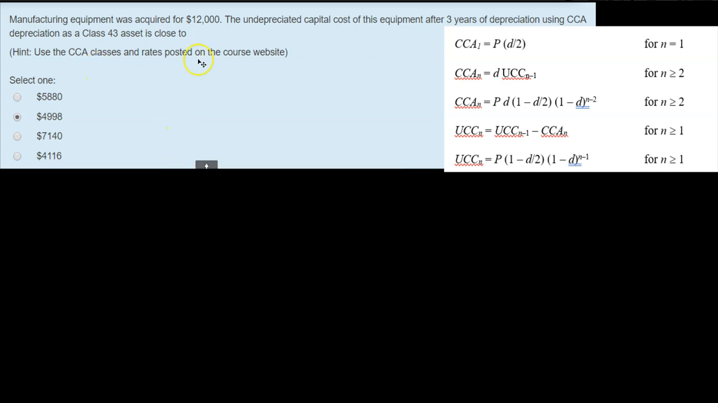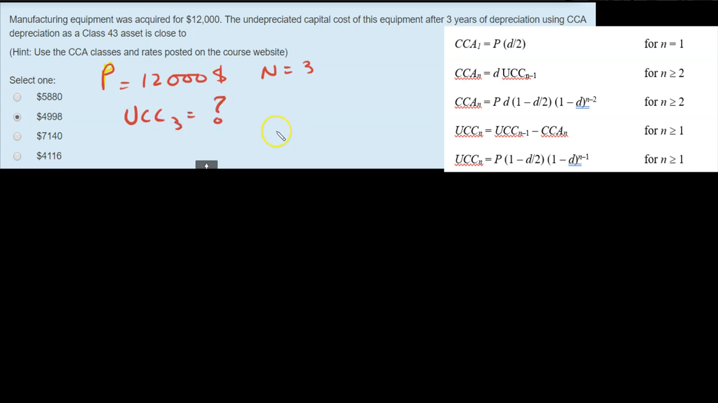Given this problem, manufacturing equipment was acquired for $12,000. The under-depreciated capital cost of this equipment after 3 years of depreciation using CCA depreciation as a Class 43 asset is close to... So basically, it's simply asking for the UCC3, which I'll explain in a minute. Let's just write our givens. Our givens are the initial cost, and the time we're looking for is 3, and we're looking for a UCC3.